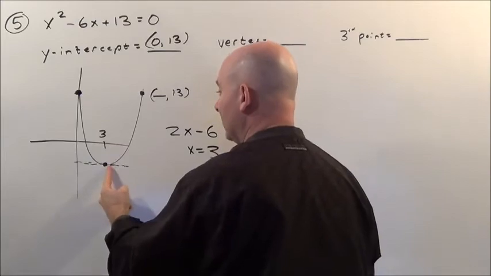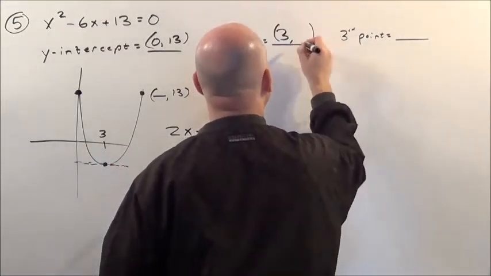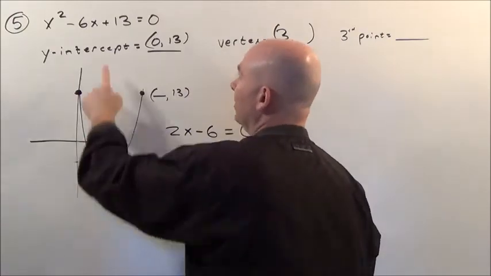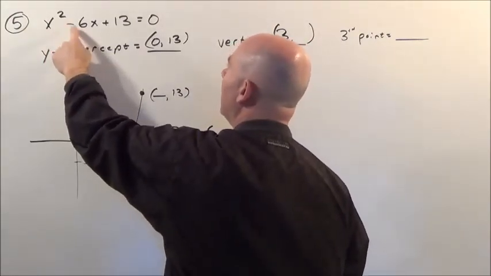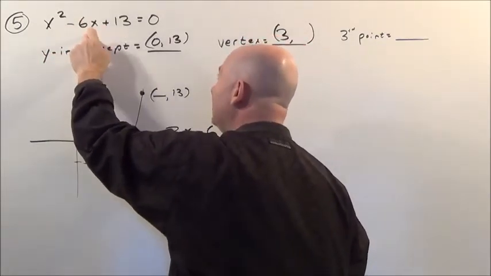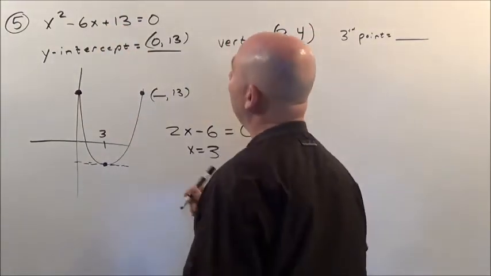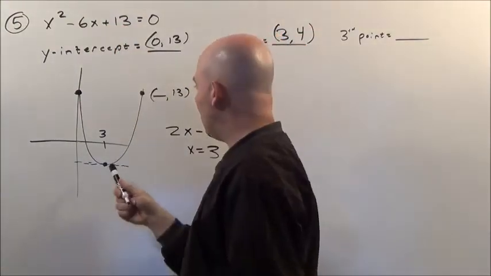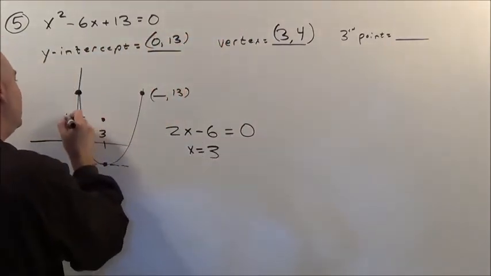Now I don't know where the y value is. How can I figure out what the y value is? I know the vertex is at 3 comma something. Plug 3 into the equation. 3 squared is 9. 9 minus 6 times 3, 18. 9 minus 18 is negative 9, plus 13 is 4. So this happens at 3 comma 4. So I know that actually doesn't occur down here. It's going to occur up here at 4.